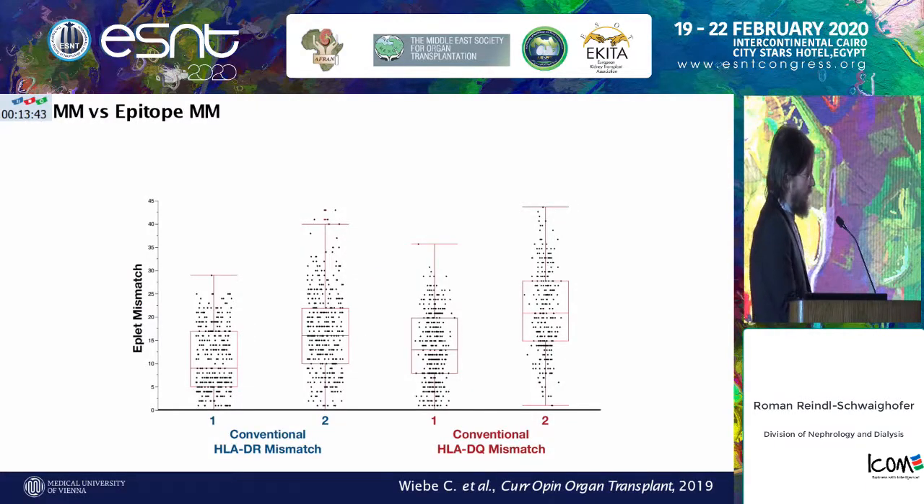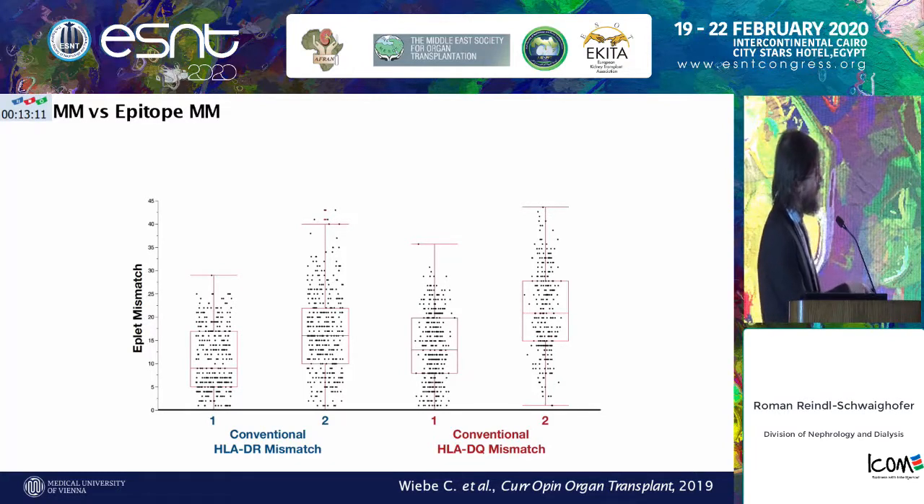And this is a work by Chris Wiebe. He's from Manitoba in Canada, from Peter Nickerson's group, and they're leading the field in this epitope mismatch concept. And they just looked at HLA-DR serotype mismatch 1 or 2, or DQ mismatch 1 or 2, and they accounted for the different epitopes that this represented. So an individual with an HLA-DR mismatch of 2 can have only 5 mismatched epitopes, whereas an individual with an HLA-DR mismatch of 1 can have up to 25 of those different epitopes.